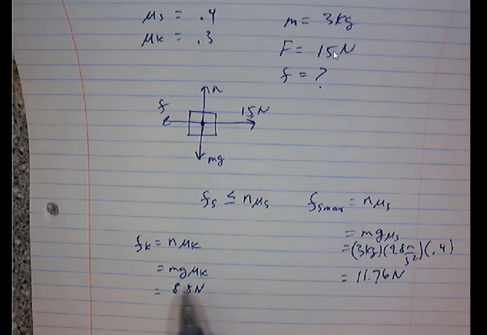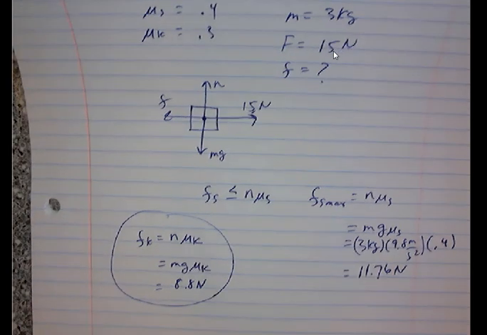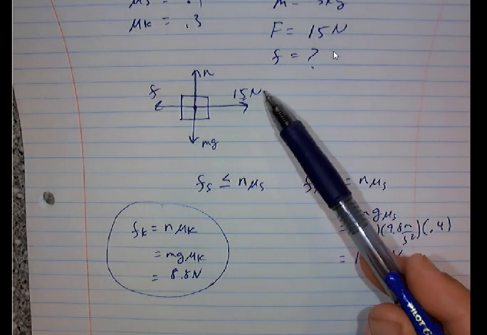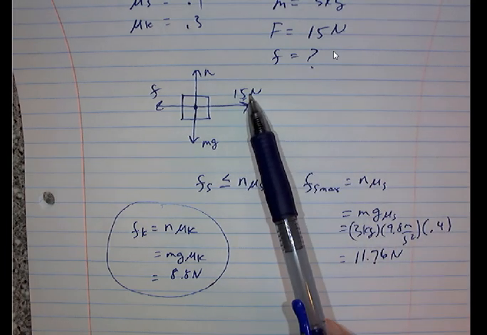So that tells us we're in this kinetic friction area. Okay, so that solves this problem. What if the applied force was only, say, 6 newtons? So let's do a completely different problem. Same thing, but now instead of 15, this is 6.